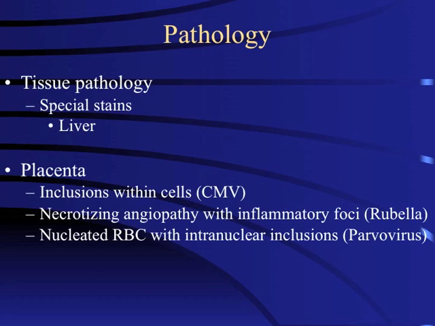In terms of the pathology, you can do special stains, especially from a liver biopsy. One of the important things I try to remind the pediatric residents or the neonatal fellows is that sometimes if there are CMV abnormalities in the babies, to request that the placenta be examined, because the pathologist can do a lot of special testing and look for findings that are very specific, like inclusions within cells that are seen with CMV. With rubella, you can see necrotizing angiopathy with inflammatory foci, and with parvovirus, you can see nucleated RBCs with intranuclear inclusions.